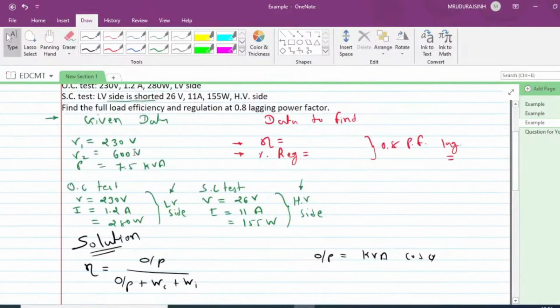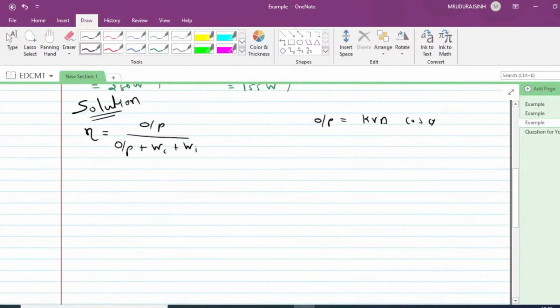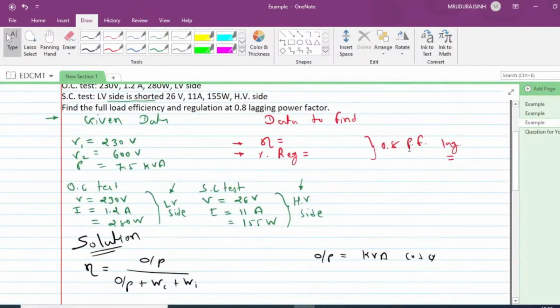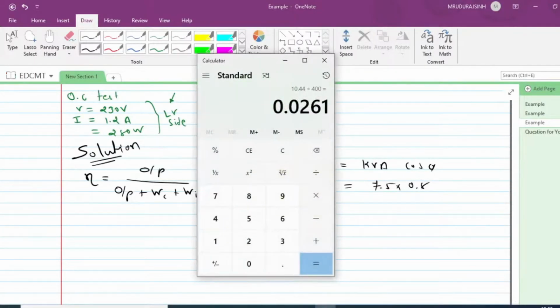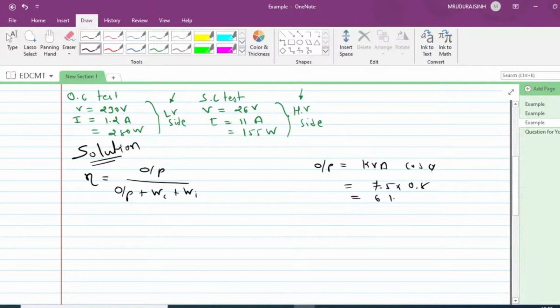What is the kVA rating? The kVA rating is 7.5 kVA, and cos phi, we need to calculate the efficiency at 0.8 power factor. So 7.5 into 0.8 gives us 6. So 6 kilowatt is the load output. So we know the output, that is 6 kilowatt. Now copper loss and iron loss.